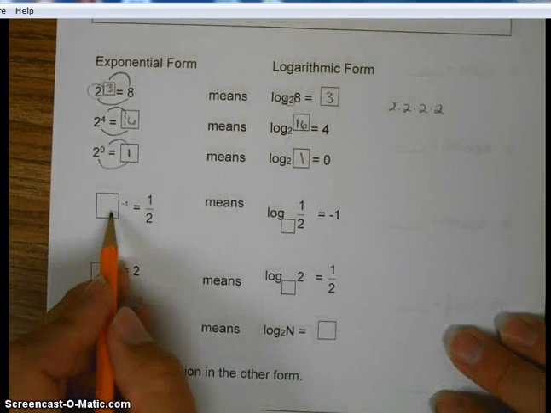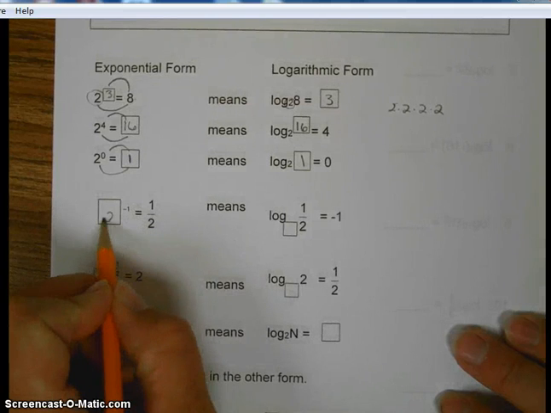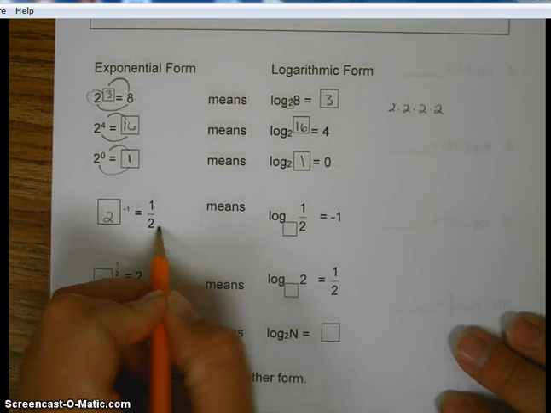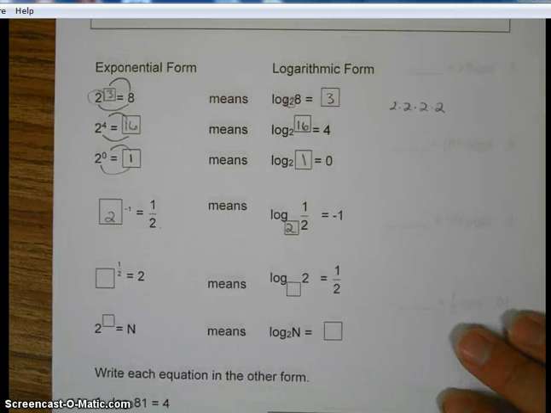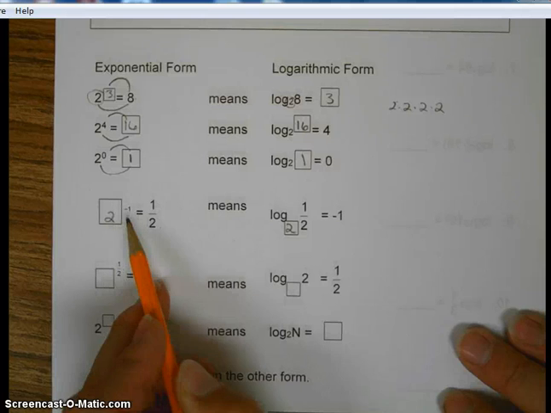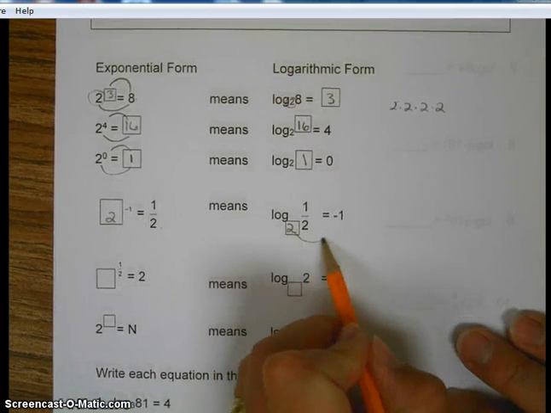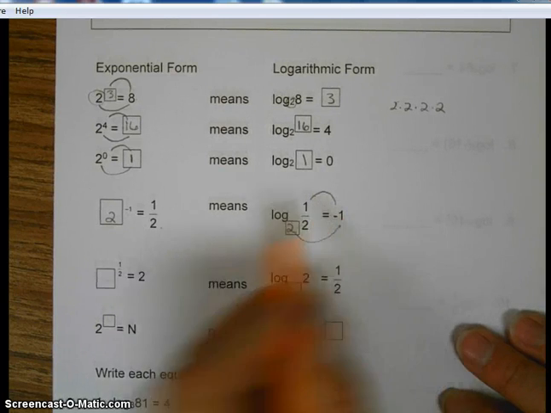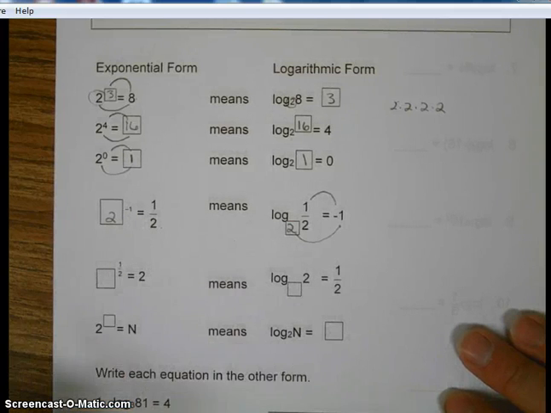Okay, continuing on. Here we know that 2 to the negative 1 power is 1/2. So 2 is our base, and so 2 would go here. So this is converting from exponential to logarithmic. Again, circular pattern: 2 to the negative 1 power is equal to 1/2. That's what we have right here.